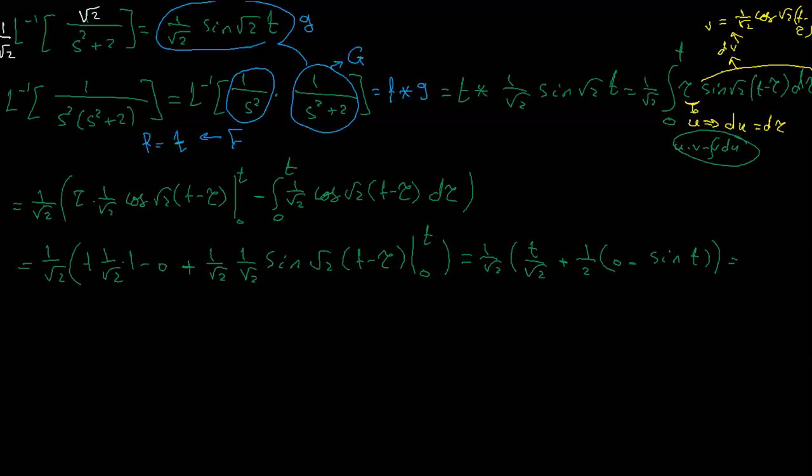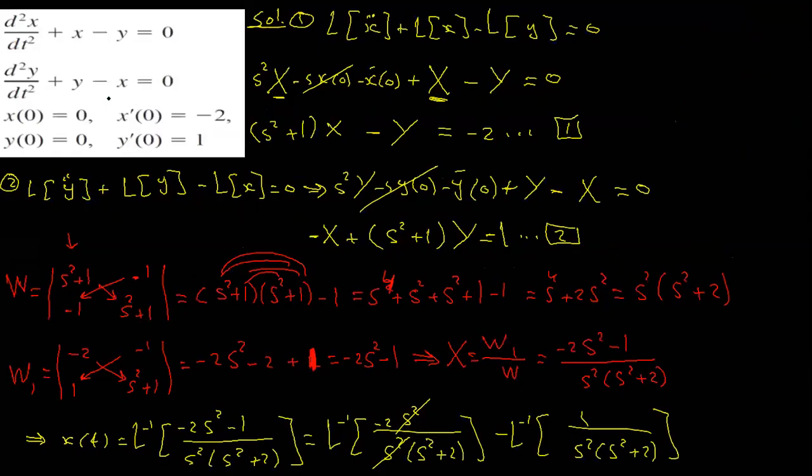So equal, leave root 2 out. So I can write it here: 1 over root 2, t over root 2 minus half sine t. Half sine t. So this is the inverse of the second one. Now you need to go back to your x.